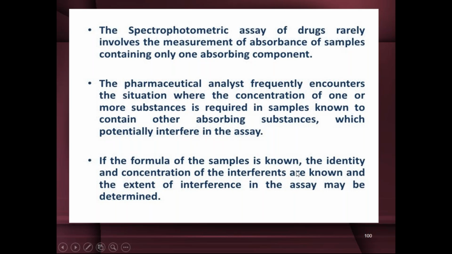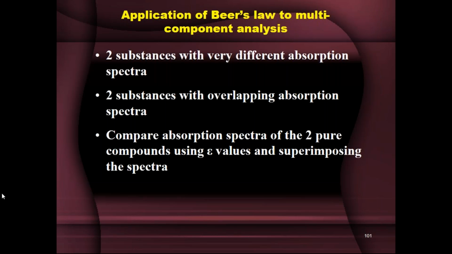If the formula of the samples is known, the identity and concentration of the interference are known, and the extent of interference in the assay may be determined. So if they are impurities, we call this impurity profiling. We can find out how much of each of the impurities are there and what is the impurity that is present. That's about impurities.